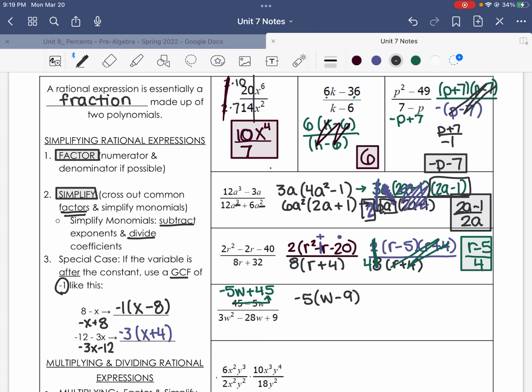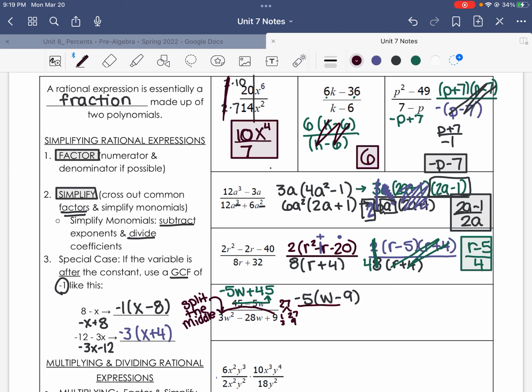Okay, I've got some work to do on the bottom because that 3 in front cannot be divided. 28 does not divide by 3. So this is one where you have to split the middle because of that 3 out front. So to split the middle, you figure out what multiplies to 3 times 9, which is 27. 1 times 27, 3 times 9. We need it to add to negative 28.